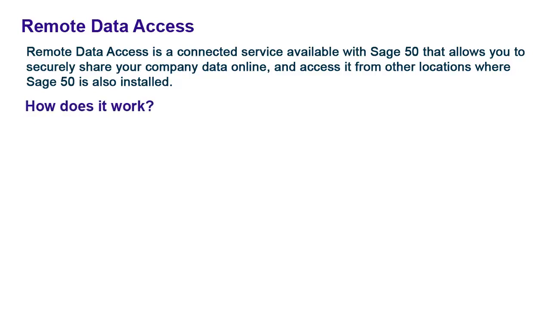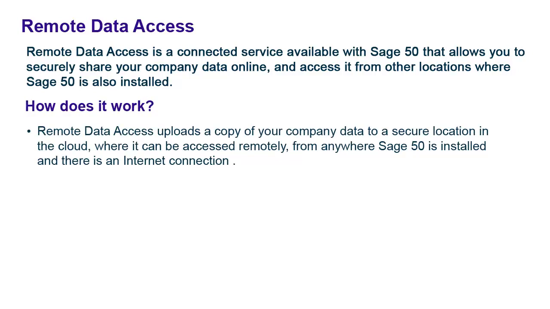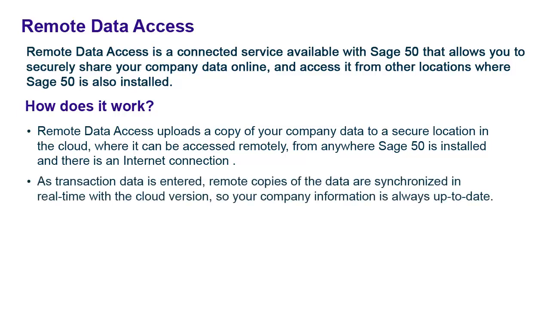Remote Data Access works by uploading a copy of your company data to a secure location in the cloud where it can be accessed remotely from anywhere Sage 50 is installed and there is an internet connection. As transaction data is entered, remote copies of the data are synchronized in real time with the cloud version, so your company information is always up to date.